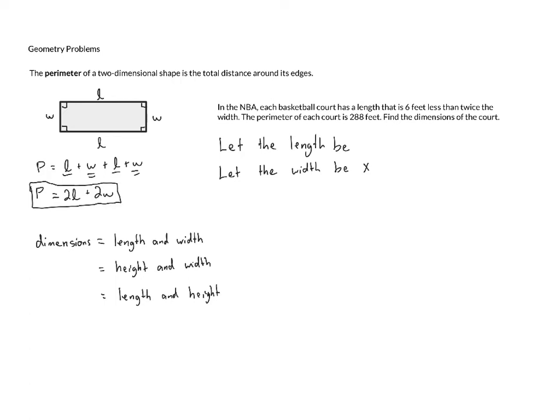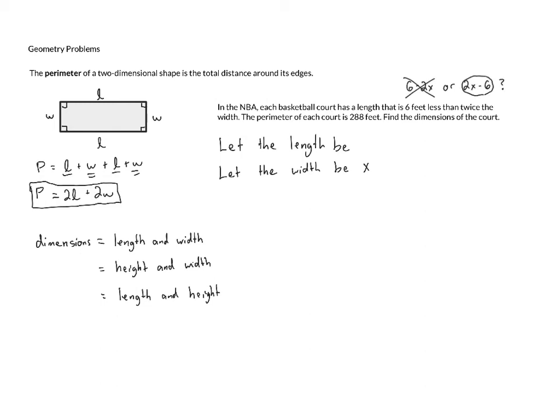Now, there's two different ways that students attempt to express this. One of them is right and one of them is wrong. 6 feet less than twice the width is either going to be 6 minus 2x or 2x minus 6. And my question for you is, which of these is correct? Usually about half the students get it right and half get it wrong. I'm going to give you the answer. The correct answer is going to be 2x minus 6, not 6 minus 2x.